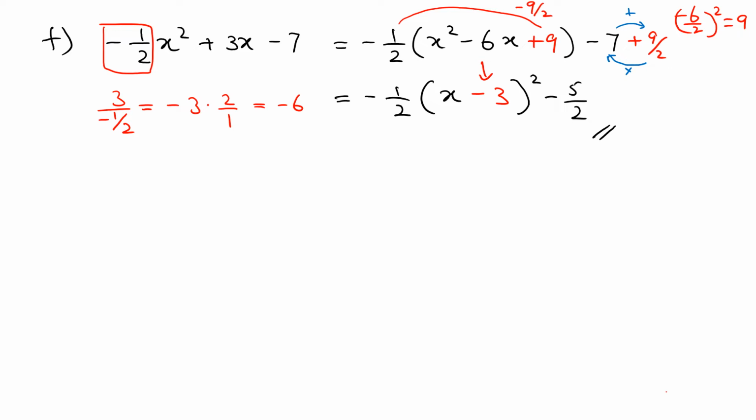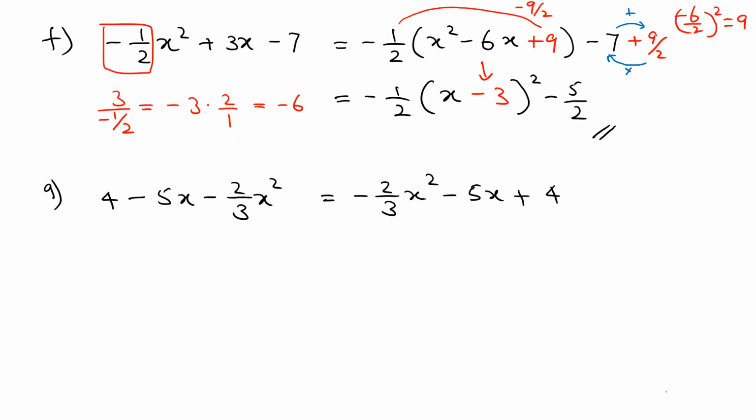Okay, let's do one last one from this type. How about we have this? 4 minus 5x minus 2/3 x squared. When you look at this problem, there are several troubles here. The first thing is they are not in order. So we're going to write them in order first: negative 2/3 x squared, then negative 5x, and then plus 4. So we bring it to the standard form, and then as before, we pull out the leading coefficient. That's what we normally call the leading coefficient.